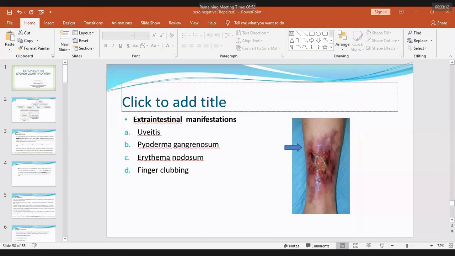Okay, I think I have got some questions. X-ray, you want to see some X-ray. Okay, I will show.